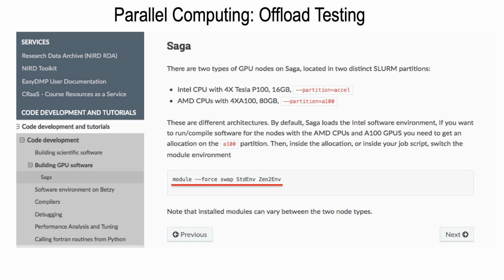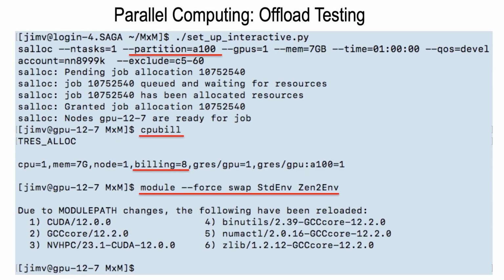Therefore, after transitioning to an A100 node, we need to switch the standard environment from one that supports Intel to one that supports AMD. This is achieved by utilizing the module swap command with the force option. Once more, we execute our setup script to request migration to one of the A100 nodes. We confirm the CPU billing using our alias CPU bill and update our testing script with CPU billing set to 8.